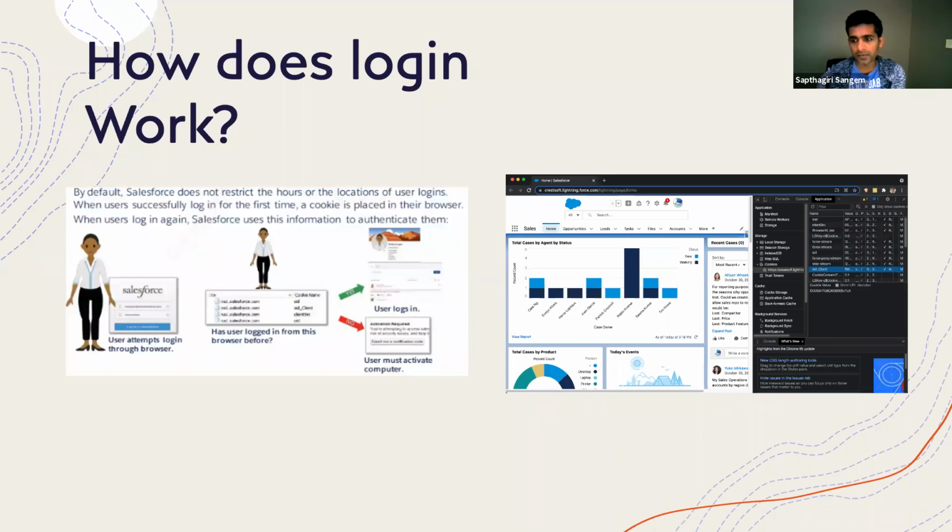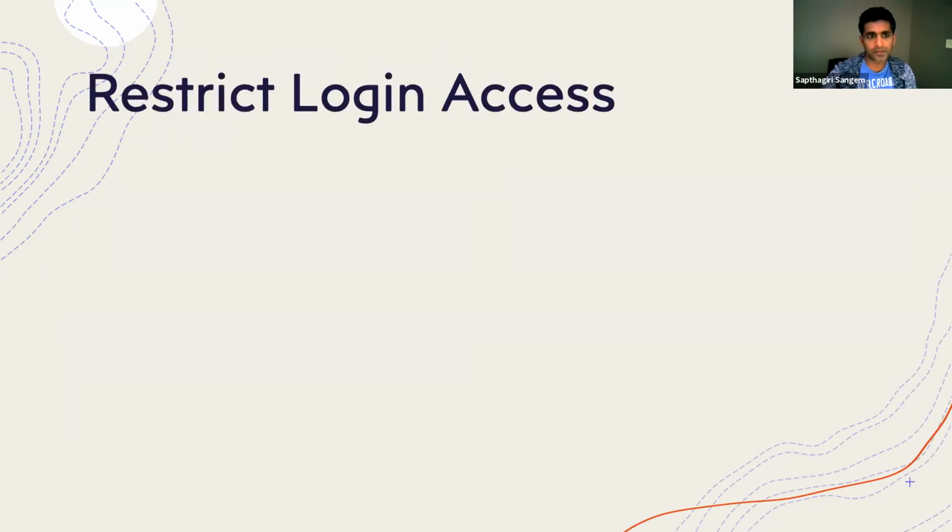So then if the user again tries to log in, it checks whether there is something on the cookie. If it is already there, it knows this user already logged in from this PC once, and it lets the user log in. So that's how that login works.